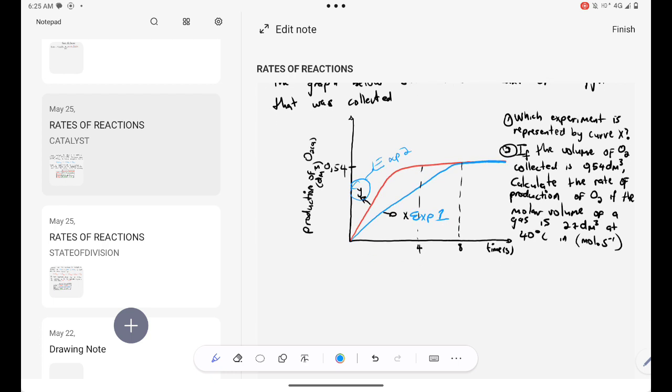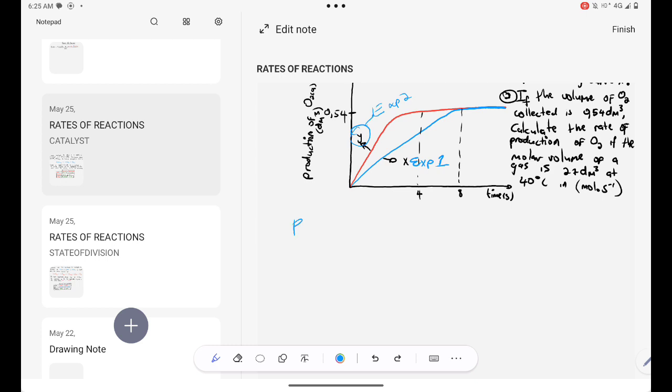So if the volume of oxygen collected is 0.54 cubic decimeters, calculate the rate of production of oxygen if the molar volume of a gas is 27 cubic decimeters at 40 degrees. So they want us to find the reaction rate in moles per second. Remember that, guys, for us to find the rate of reaction, our rate of reaction is always equal to the change in the quantity of products all over change in time. Are you together? The quantity of products they want us to focus on is the moles.